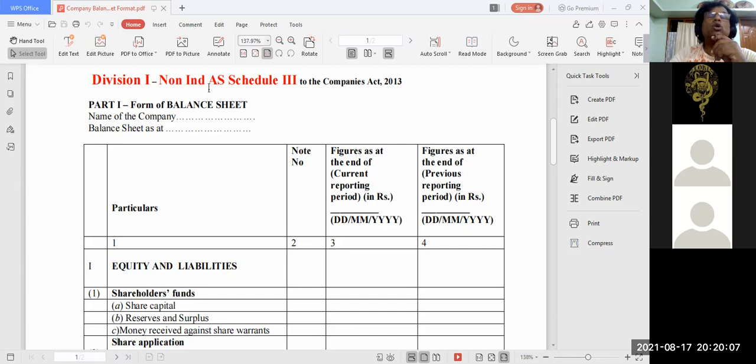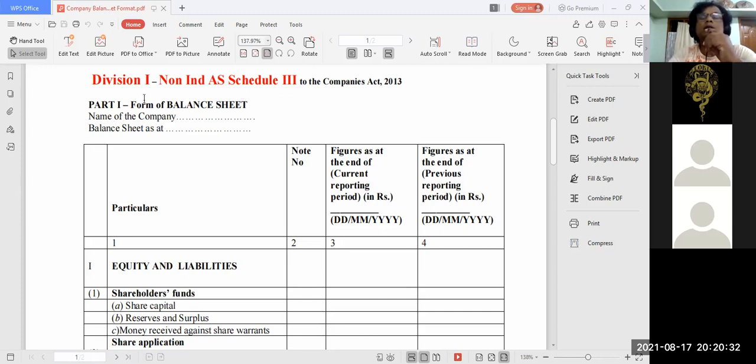And Division 1 companies are not following Ind.AS. Then what are they following? Tell me. They are following AS. Not Ind.AS. So see my heading: Division 1, non-Ind.AS, Schedule 3 of the Companies Act 2013. This is my heading. Division 1.